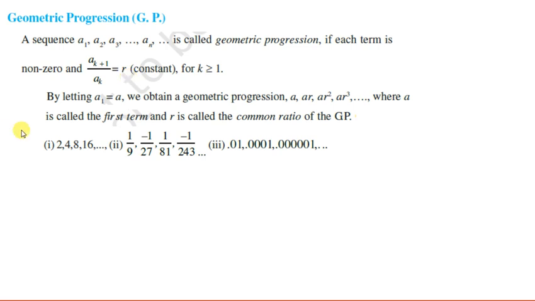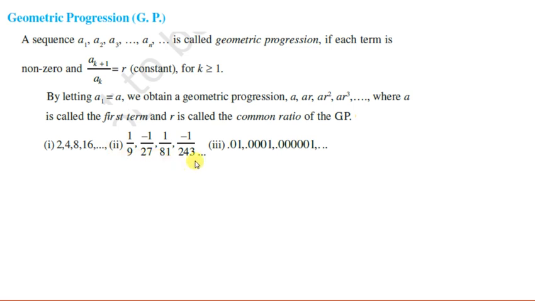For example, we have seen here a sequence 2, 4, 8, 16 and so on. If we find the ratio of consecutive terms, we will get 4 by 2, that is 2, 8 by 4, 2, 16 by 8, again 2. Means the ratio of consecutive terms is constant, so this sequence is a GP.